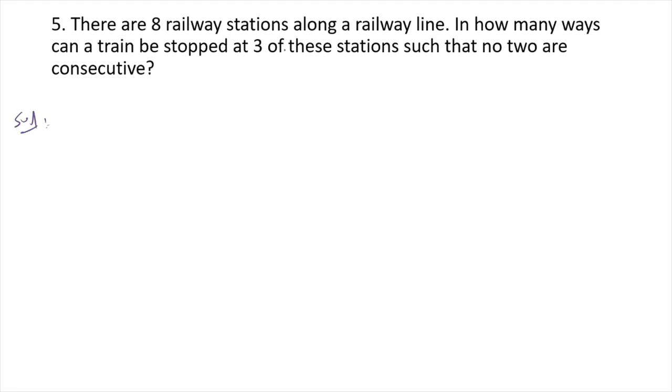There are 8 railway stations along a railway line. Find the number of ways in which a train can stop at 3 stations so that no 2 stations or no 2 stops are consecutive.